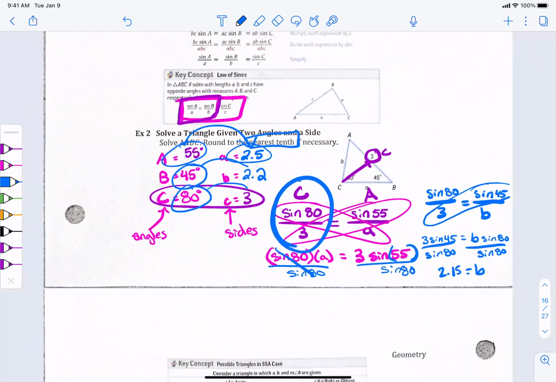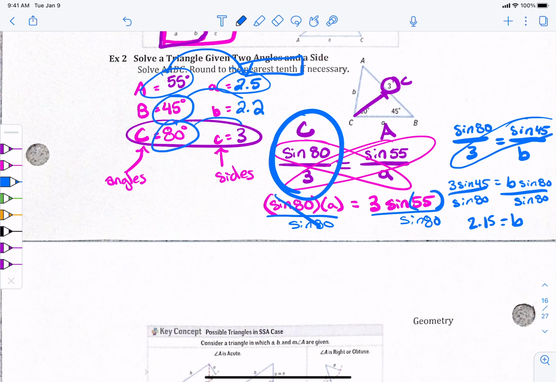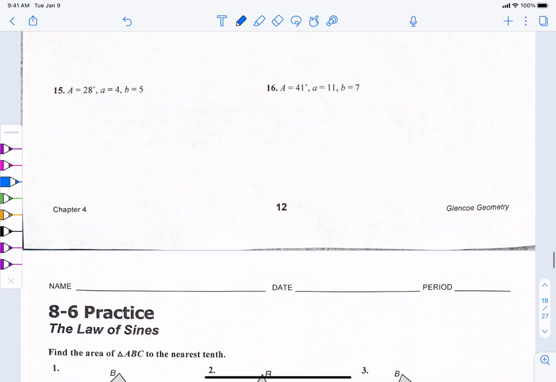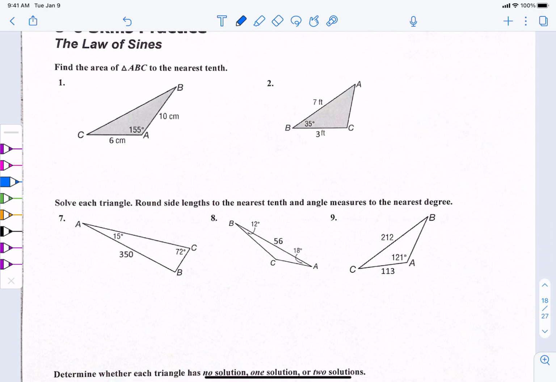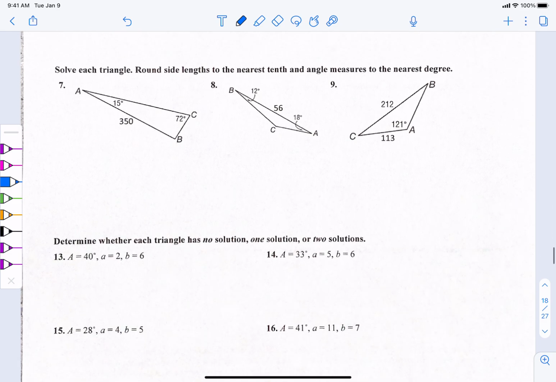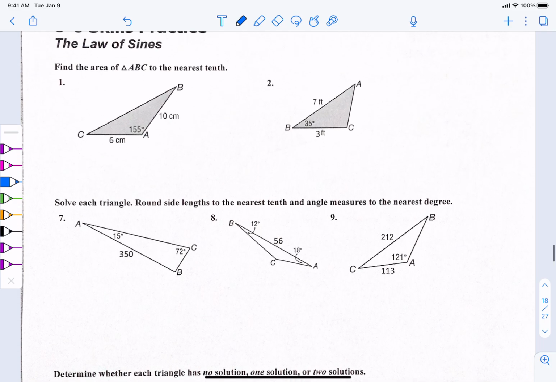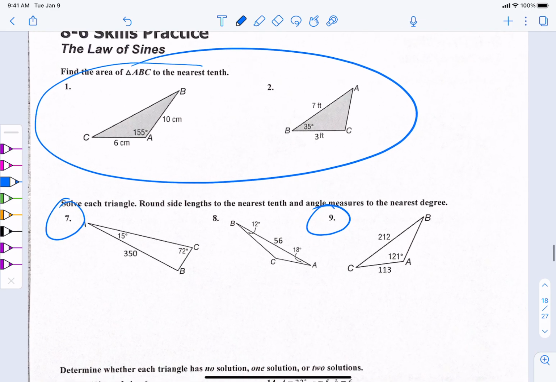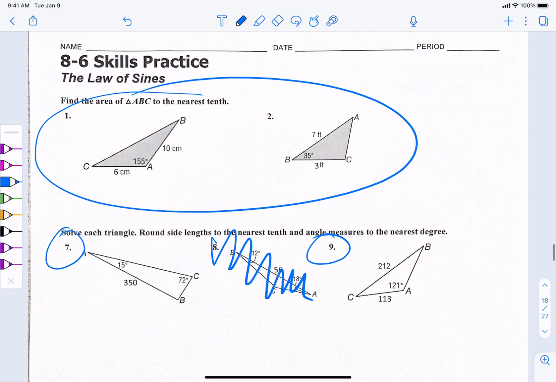All right, I'm going to give you your homework assignment while I'm recording. I know you don't have this yet, but here's what I want you to do. On your homework assignment, I want you to do number 1 and number 2, and number 7 and number 9. For skills practice, you can skip number 8. You can cross it off. Okay? 1, 2, 7, 9 on skills practice. And that's it.